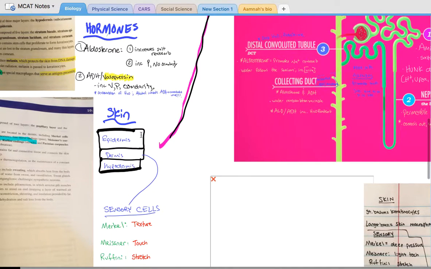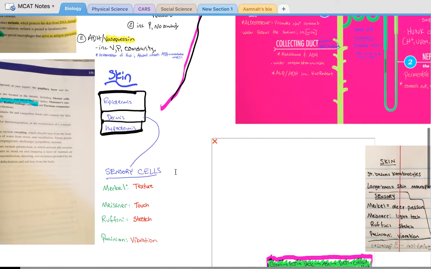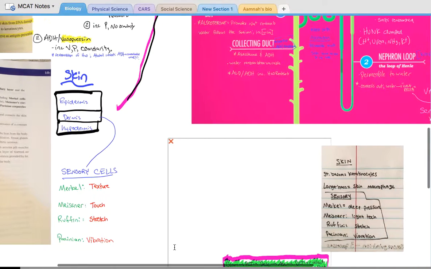Skin is divided in three layers: epidermis, dermis, and hypodermis. And the dermis has a lot of the sensory cells. Merkel is for texture, Meissner is touch, Ruffini is stretch, and Pacinian is vibration.